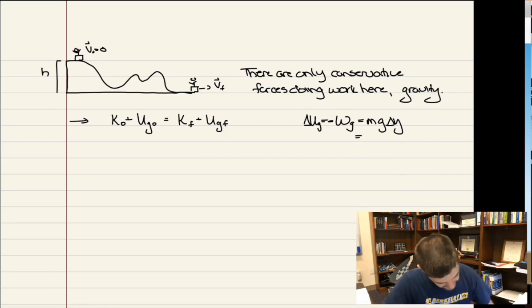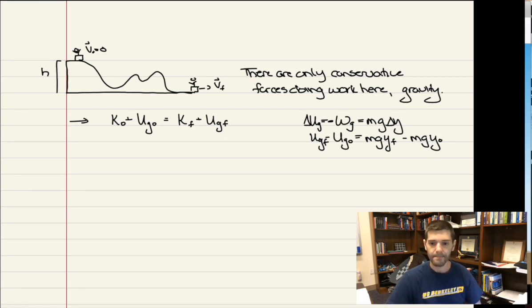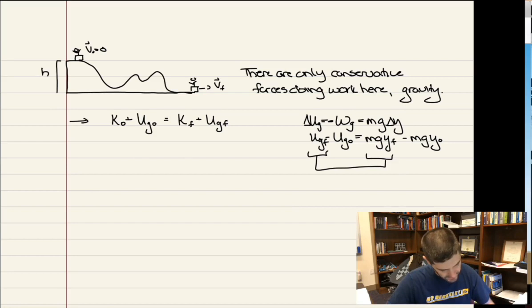Which you can think of as mg y final minus mg y initial. And for delta U, you can think of this as the final potential energy minus the initial potential energy. And so then you might think, well, a reasonable thing to do is to just identify this as this, and this as this. And that would be perfectly appropriate.